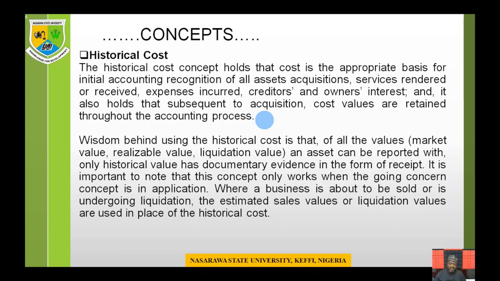We'll look at what the going concern concept is in the subsequent 10 slides. Where a business is about to be sold or is undergoing what we call liquidation, the application of historical cost is suspended, and in place of that, we use estimated sales value or liquidation value to report the value of such an asset under such circumstances. But aside from that, if a business enjoys going concern status, it is historical cost that the assets of that business must be reported at.